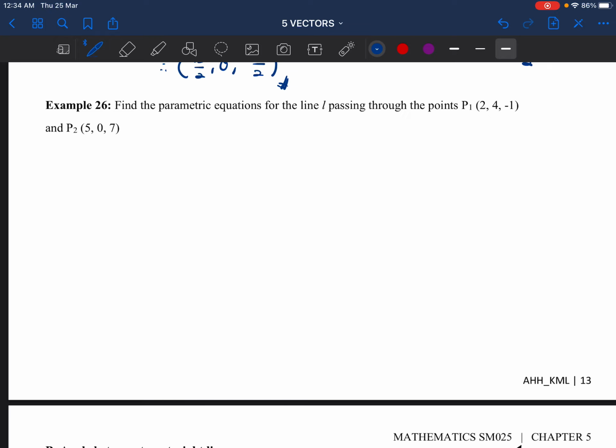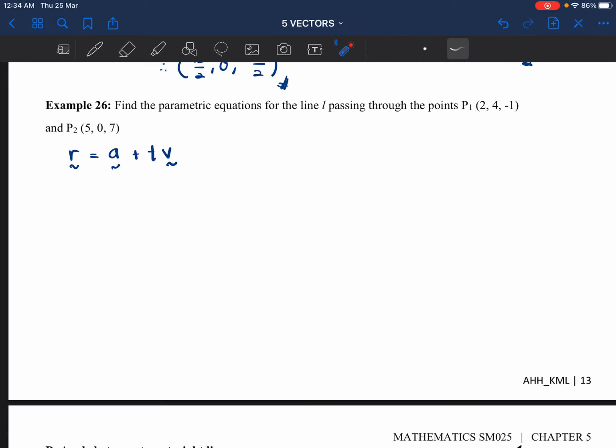Okay, so last example untuk the first part of application. Find the parametric equation for the line L passing through the point P1 and P2. Okay, parametric equation. So apa-apa pun kita still akan mula dengan kita punya vector equation. Dia suruh cari parametric ke, dia suruh cari Cartesian ke, kita still akan mula dengan vector equation. Sentiasa tulis balik. Kita ada r equals to a plus tv. Okay, so ini ialah equation of line kita.